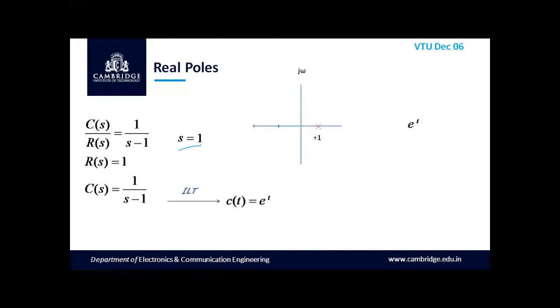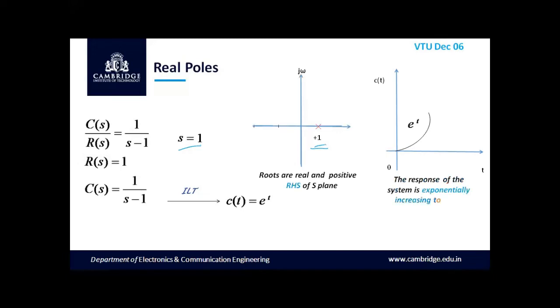So we have one pole in the right half of the S-plane, and let us plot the response. So the response of the system is exponentially increasing towards infinity. When the roots are real and positive in the right half of the S-plane, the impulse response increases without any bound as time increases. Hence the system is unstable.